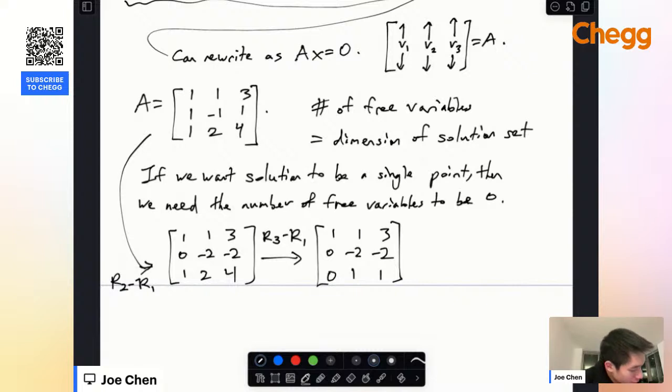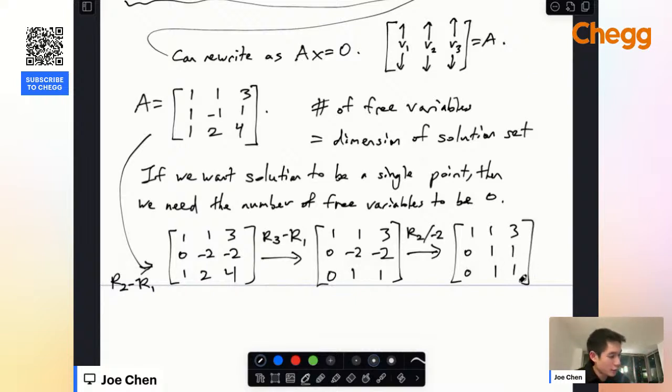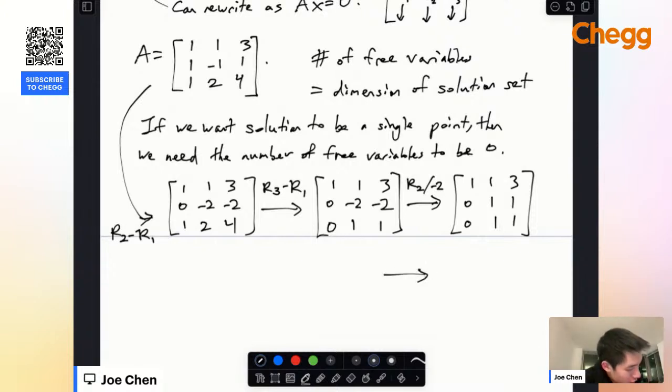And so, okay, I can divide this second row here by minus 2 to get 1, 1, 3, 0, 1, 1, 0, 1, 1. And then finally here, I can subtract the third row minus the second row to eliminate this 1 to get 1, 1, 3, 0, 1, 1, 0, 0, 0.